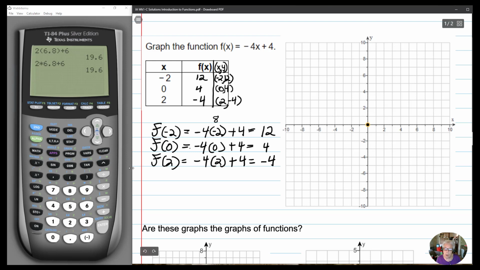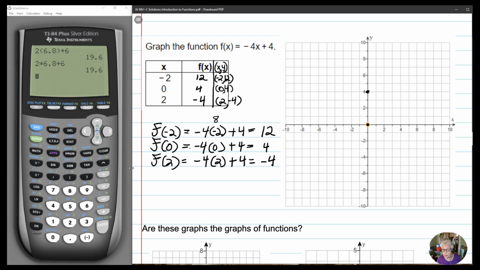Negative 2, 12 would be negative 2. This grid only goes up to 10. We could estimate where 12 is, but might make a mistake. So let's not plot that point, but instead plot the other 2 points, because all you need is 2 points when you plot a line. 0, 4 is right here. The x-coordinate is 0. The y-coordinate is 4.